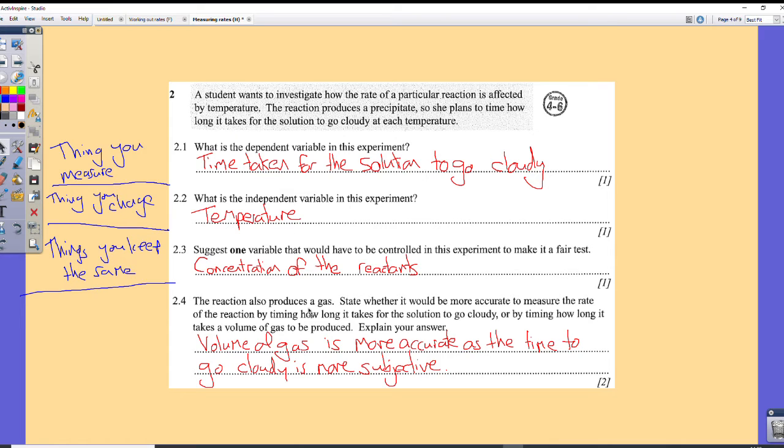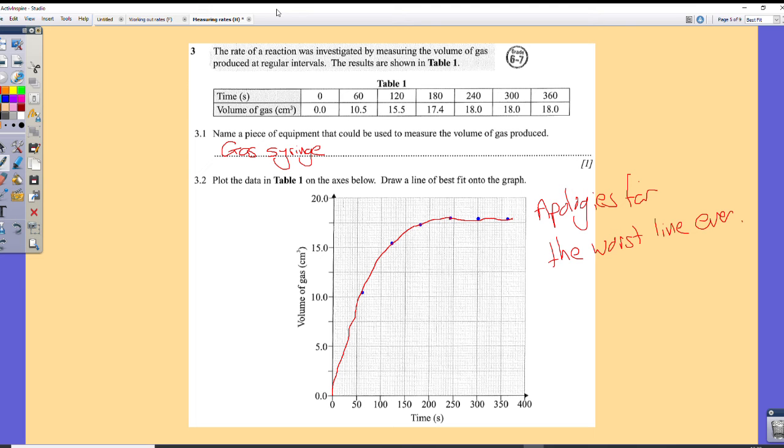2.4. The reaction also produces a gas. State whether it would be more accurate to measure the rate of reaction by timing how long it takes for the solution to go cloudy, or by timing how long it takes a volume of gas to be produced. Explain your answer. Well, the volume of gas is going to be much more accurate, and that's because it's a precise point you're looking for, whereas when it's going cloudy, someone might think it's gone cloudy, somebody thinks it's not quite gone cloudy. It's much more subjective.